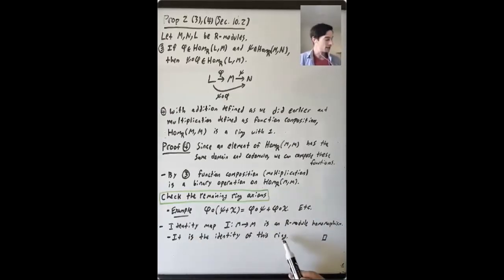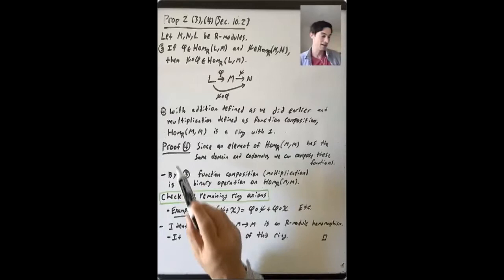And now you have to check that it's the identity of this ring, that if you take the product or the composition of functions, I following phi, or in the other direction, phi following I, that you really just get back the R module homomorphism phi, which is pretty clear. So there are some details to check here, but there is nothing surprising or challenging in the proof of this result.